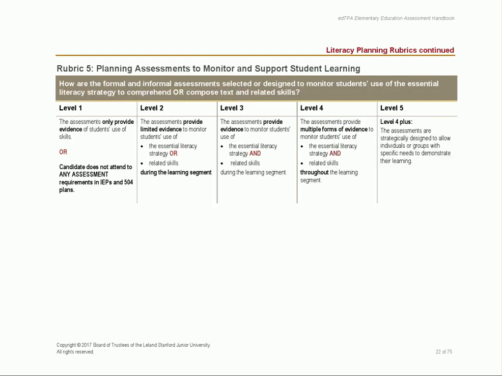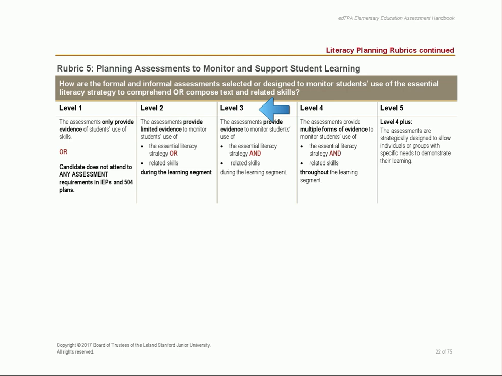And the last one. So this is planning assessments to monitor and support student learning. How are the formal and informal assessments selected or designed to monitor students' use of the essential literacy strategy to comprehend or compose text and related skills? Okay, so when you're setting out your assessments, you need to make sure your assessments are addressing both the essential literacy strategy and your assessment also addresses the related skills.